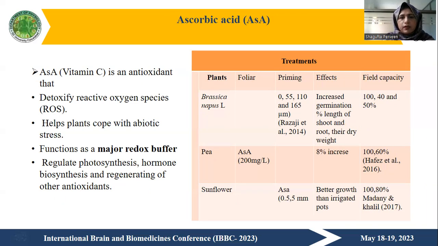It can be applied as a foliar application or as a priming agent, both ways. Exogenous application of ascorbic acid is effective in increasing the germination rate, shoot and root length, and shoot and root dry weight under different levels of drought stress. For example, under 50% field capacity, ascorbic acid, when used as a priming agent, can increase growth of Brassica napus, increase yield in pea, and improve growth in sunflower.